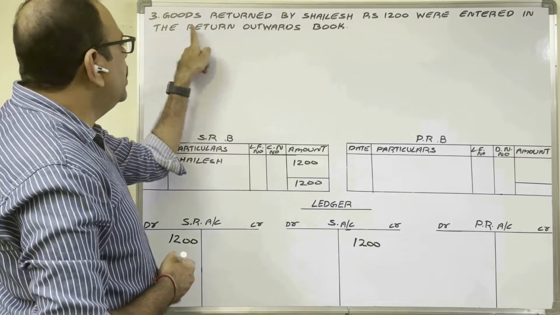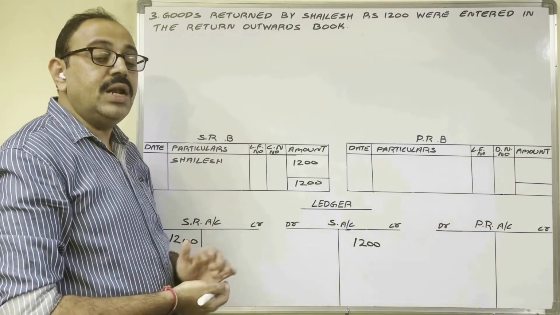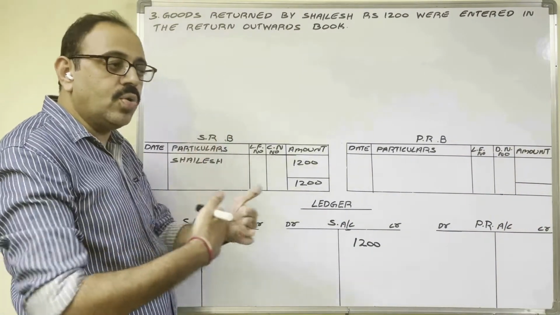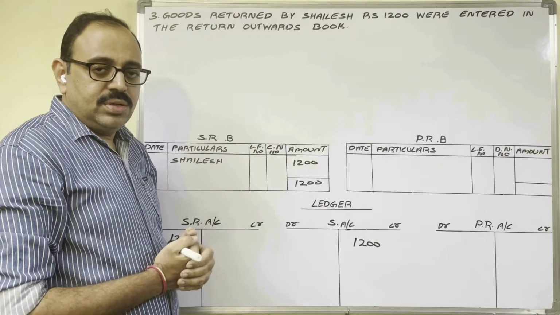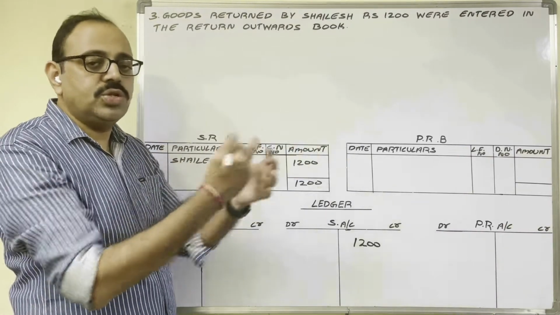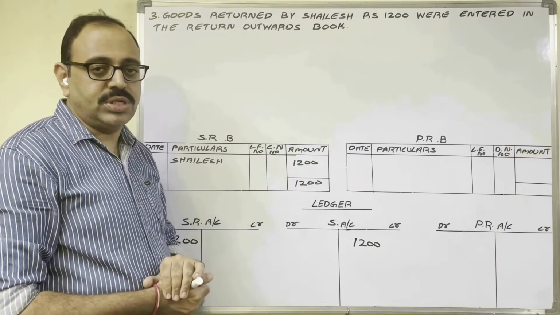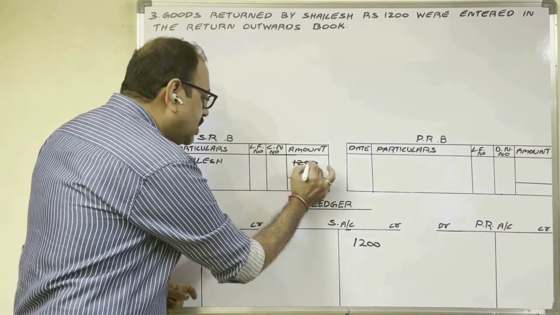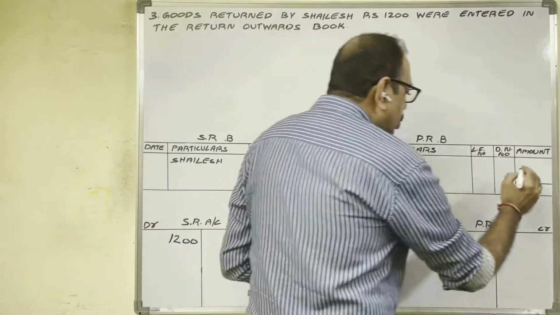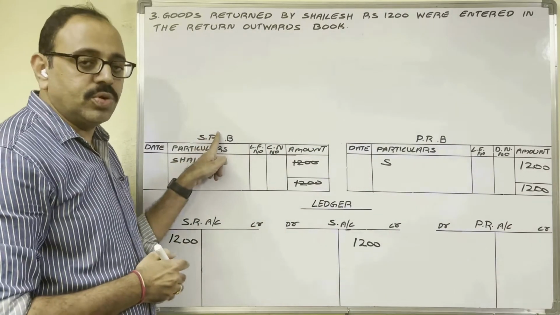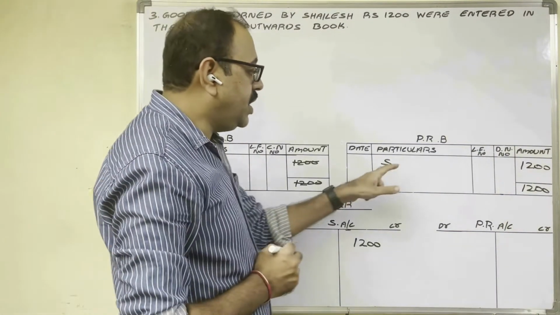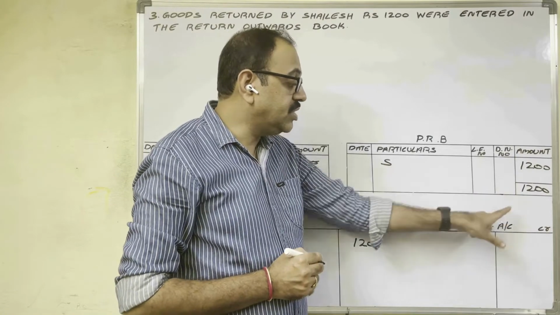Were entered in the return outwards book. Return outwards means purchase returns, because outwards means goods are going out when goods are returned. It means once the firm purchased these goods from Shailesh, now the firm is returning these goods to him. Like that the accountant wrote. So instead of recording this transaction in the sales returns book, the accountant recorded it in the purchase returns book. As nothing was recorded in the sales returns book, nothing was debited in the sales returns account. And wrongly in the purchase returns account they posted this 1200 rupees.